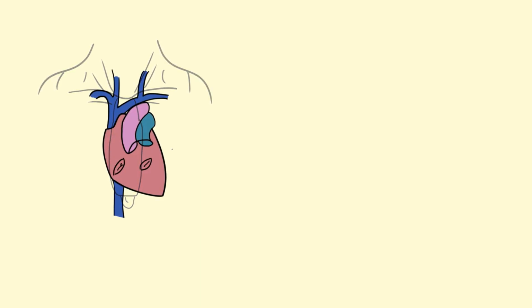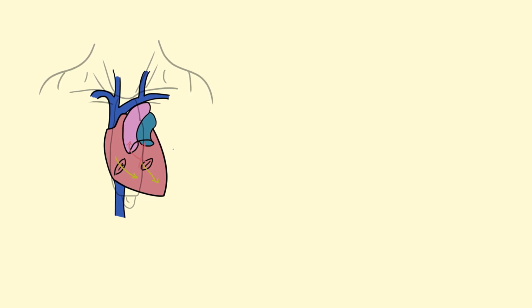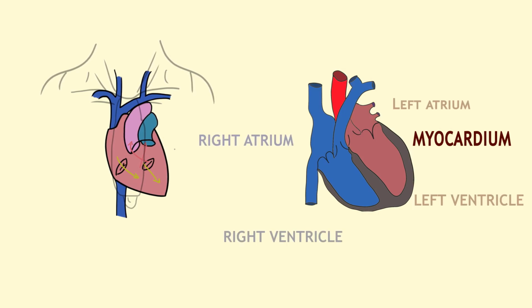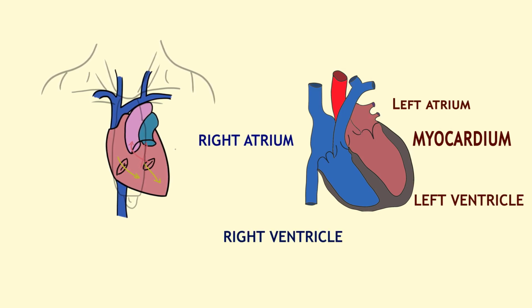The heart is one of the most important organs of the human body. Its main function is to get the blood flowing through all the tissues composing a human being. The heart is mainly composed of muscle, the myocardium. It is separated in 4 chambers, the left and right atria and ventricles.